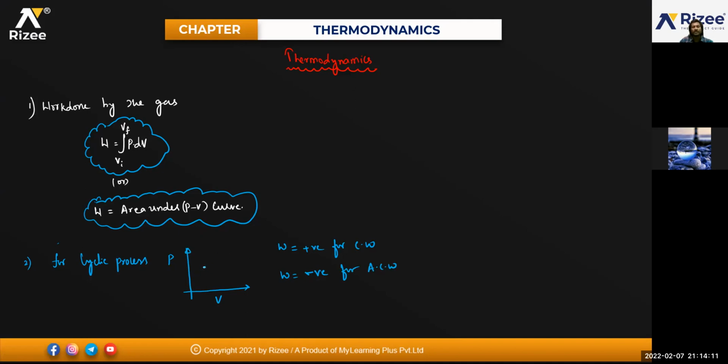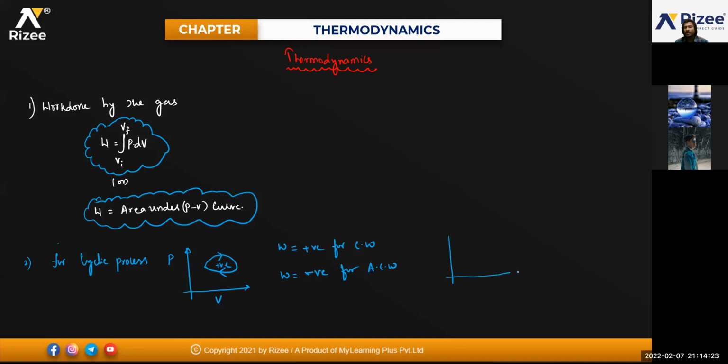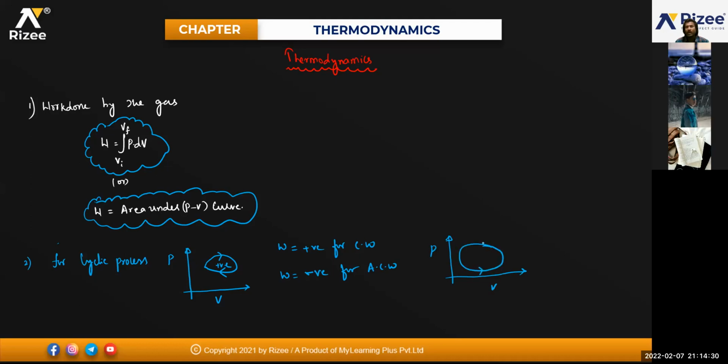For a cyclic process, if I'm starting from A and coming like this, this one is right now clockwise, so work done will be positive. If I'm taking something like this, this is your PV graph and I'm coming in the closed path in the anti-clockwise direction, it will be negative. Clockwise direction, work done will be positive for the cyclic process of the PV graph.